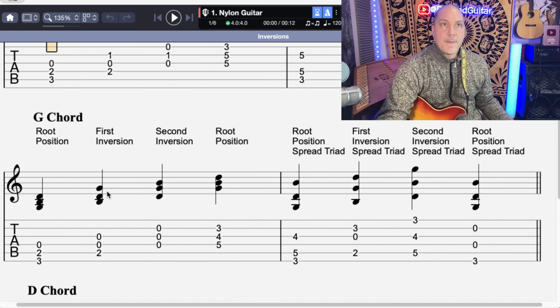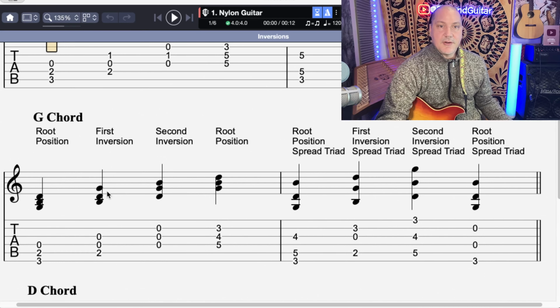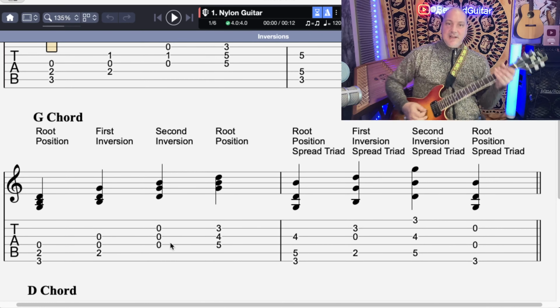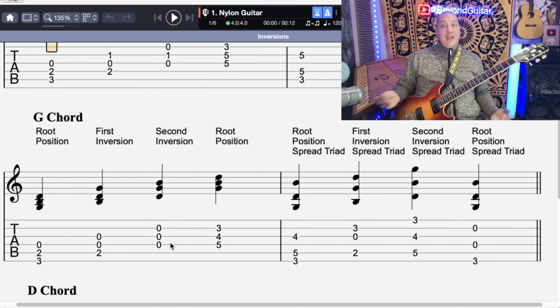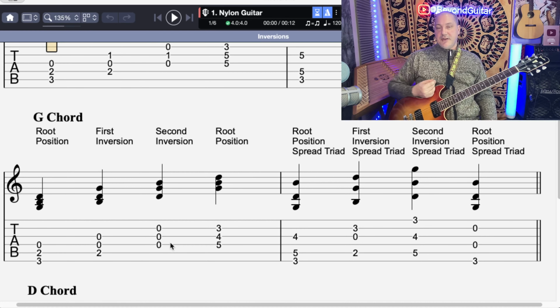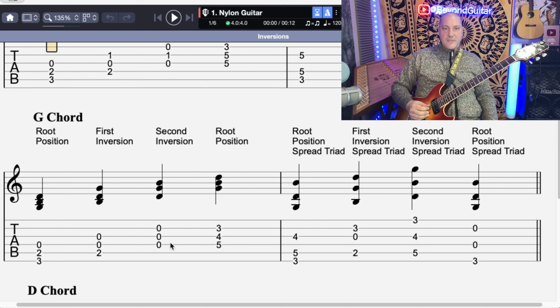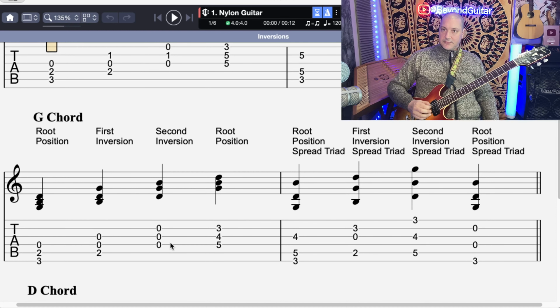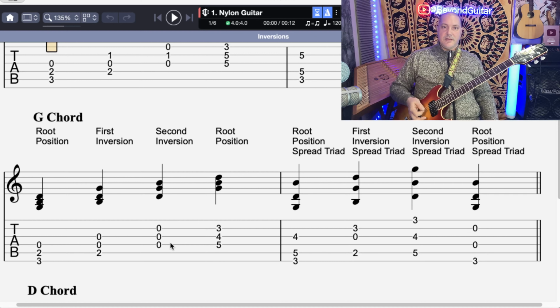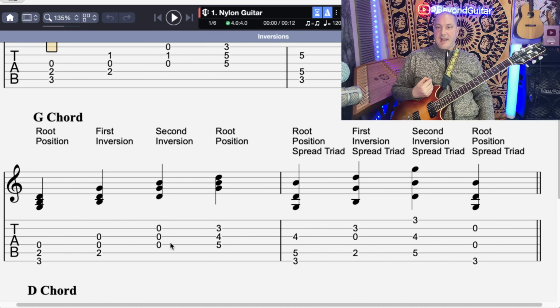Let's keep going. All right, what's the second inversion? The tab says 0, 0, 0. So it's all open strings, but open D, open G, open B. That is a chord. That is a triad. That's a G chord. D on the bottom, G in the middle, B on top. D, G, B. That's a G chord. What note's on the bottom? The fifth of the chord, the D. That makes it a second inversion chord.